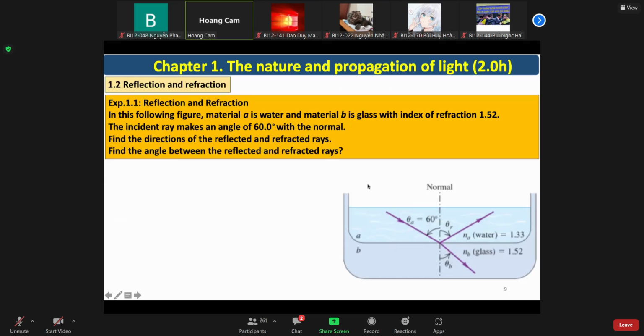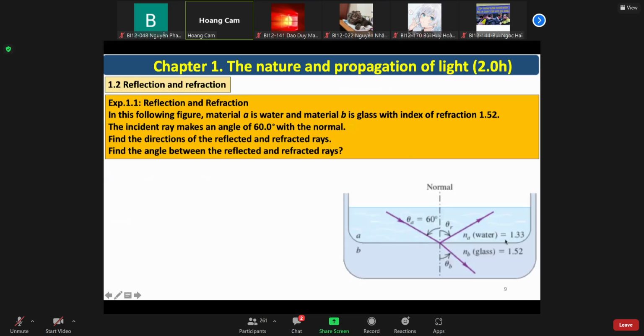So in the following figure, material A is water. They also provide the index of refraction for water, which is 1.33. And I also want to remark that when we study in English, the decimal value should be marked by the point instead of the comma. In Vietnamese, we use 1,33, but we study in the English system, so 1.33. Pay attention to that.